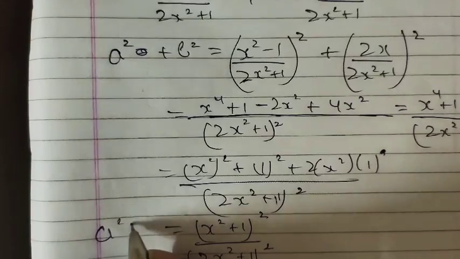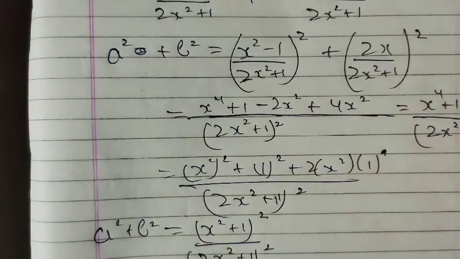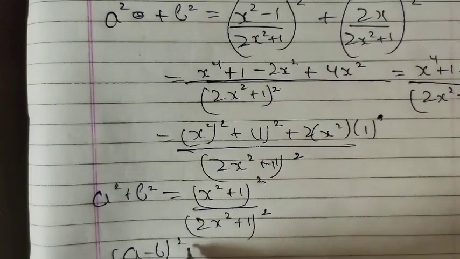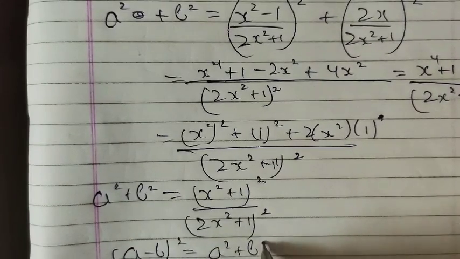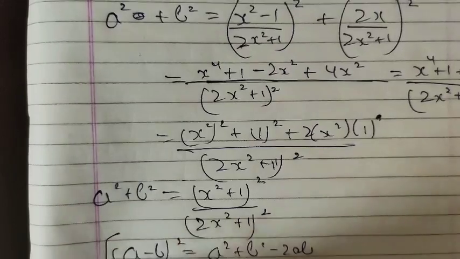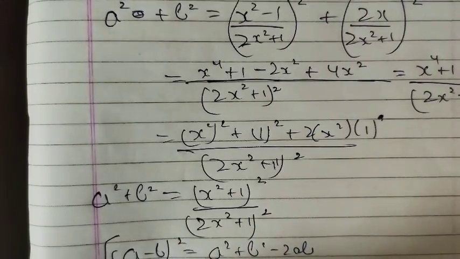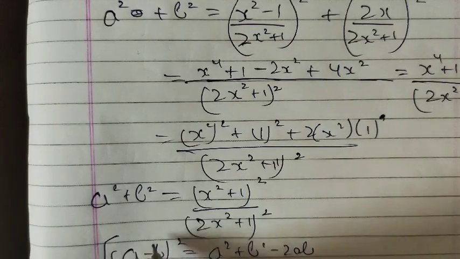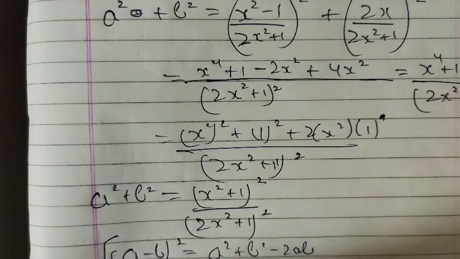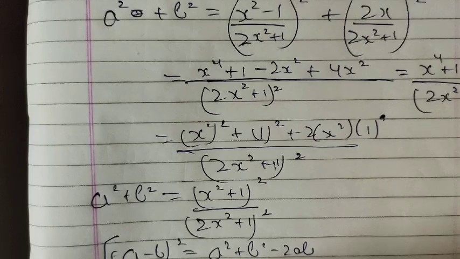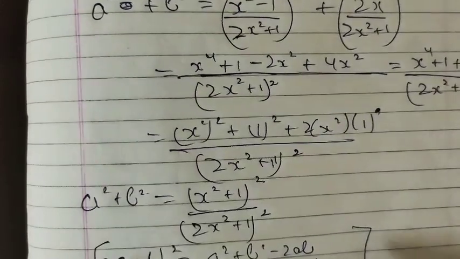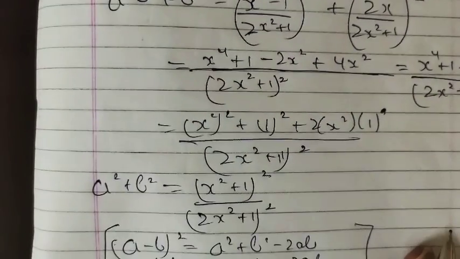So a square plus b square is equal to this. The formulas we have used so far are a minus b whole square, which is a square plus b square minus 2ab, and a plus b whole square. Don't get confused with this a plus b. You can take x, you can take p minus q and p plus q also. p plus q whole square will be p square plus q square plus 2pq, right? These formulas we have used in this question. So this is the answer.